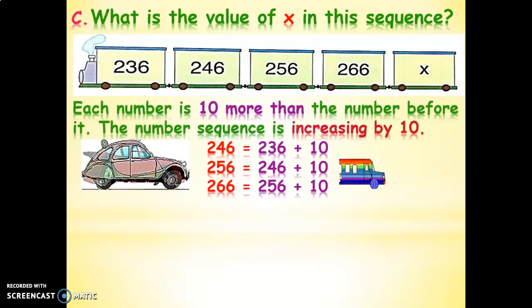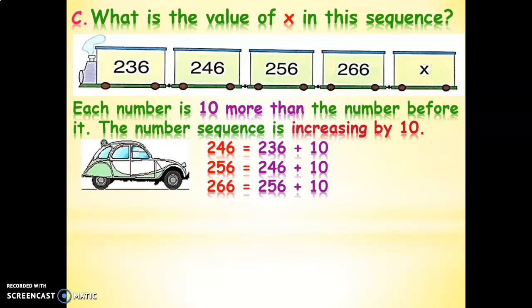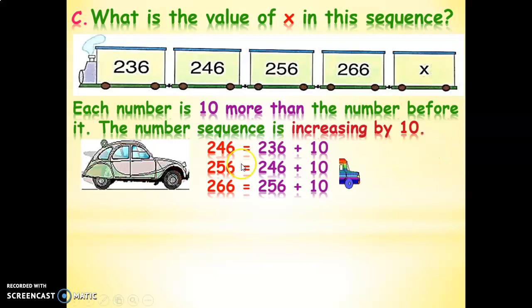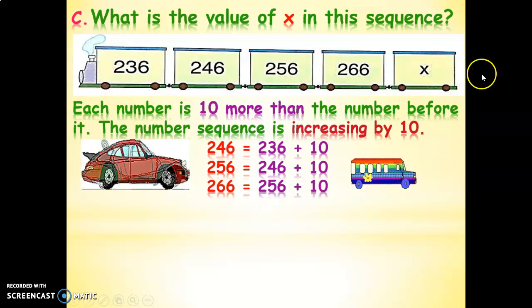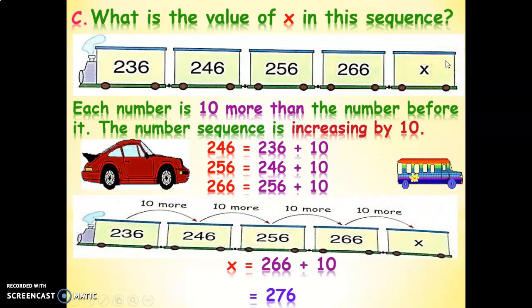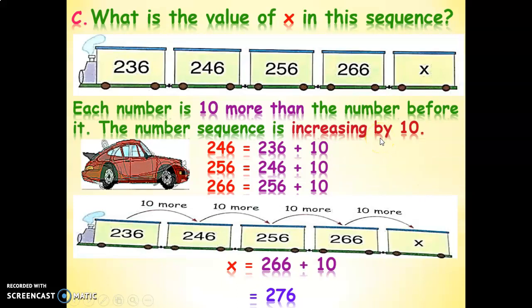So from this number sequence, you can see that each number is 10 more than the number before it. This number sequence is increasing by 10. So this is how we get the answer for this sequence. Now how about finding the value of letter x? So again, increasing by is the same as saying more than or doing plus. So in this case, we have to do plus 10.